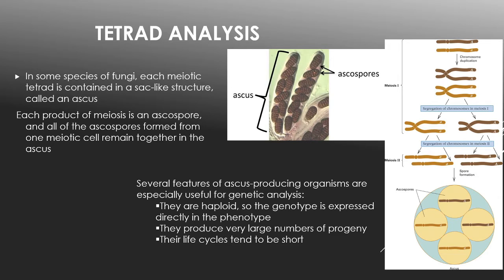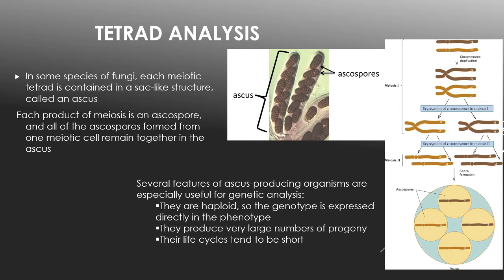So now we move to tetrad analysis. In tetrad analysis, fungi create a cellular structure called an ascus, which has the tetrads. You know that in meiosis, one cell will create 4 daughter cells, and in a tetrad, you have all the daughter cells in one ascus. Each product of meiosis is a spore called an ascospore, and all of the ascospores from the one meiosis remain together in the ascus. So one ascus has all of the possibilities of the meiosis.